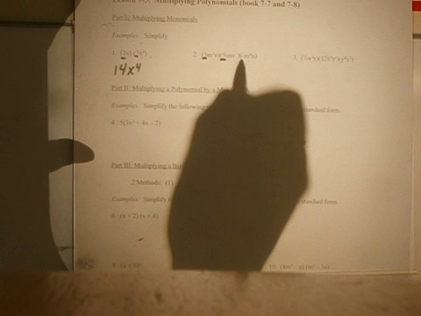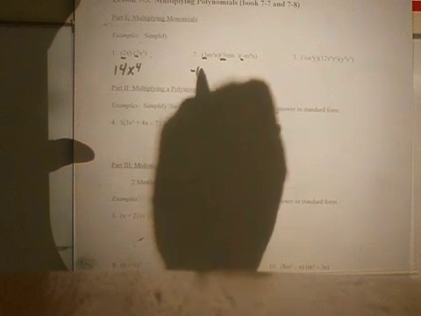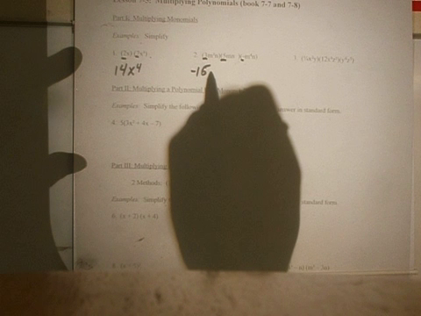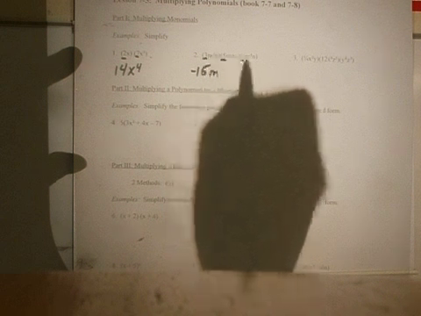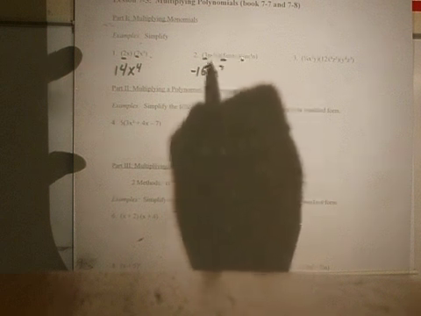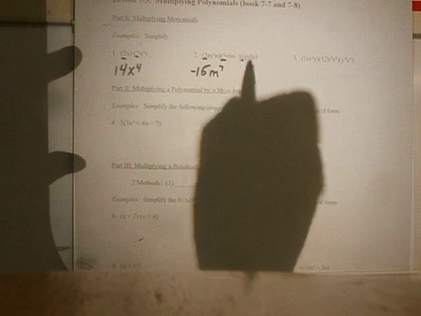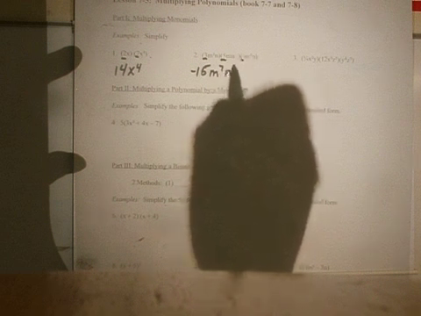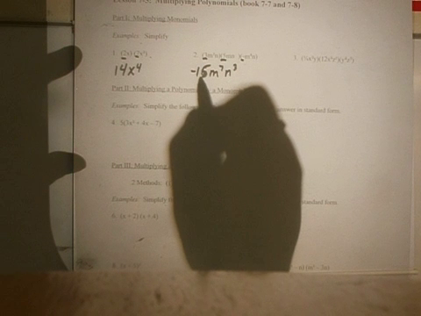Example 2, we have a 3, a 5, and a negative. So that is a negative 15. We have m squared, m, and m to the fourth. 2 plus 1 plus 4 is 7. And n times n is n to the third. So negative 15m to the seventh n to the third.